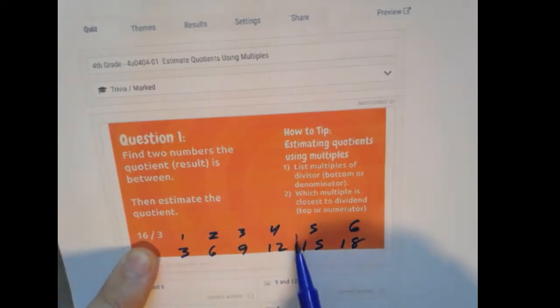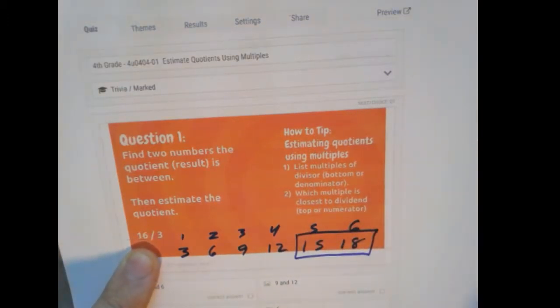See the pattern? So we want to see 16. It doesn't create a whole number when we divide, does it? So we have to estimate what 16 divided by 3 would be. So we're going to find what two numbers 16 is between. So 16 is, of course, between 15 and 18.